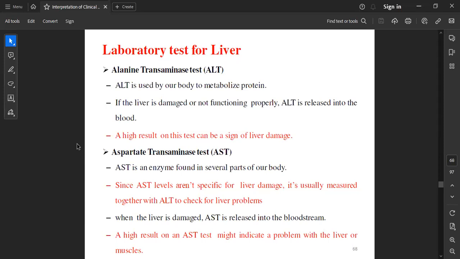The next enzyme is AST, aspartate transaminase. It is an enzyme found in several parts of our body, so AST levels are not specific for liver damage. It's a profile: you test for all these enzymes together. You can't test for just one enzyme unless you're doing a confirmatory test. When the liver is damaged, AST is released into the bloodstream, so high levels indicate liver problems, but AST is not specific because it's found in other parts of the body.